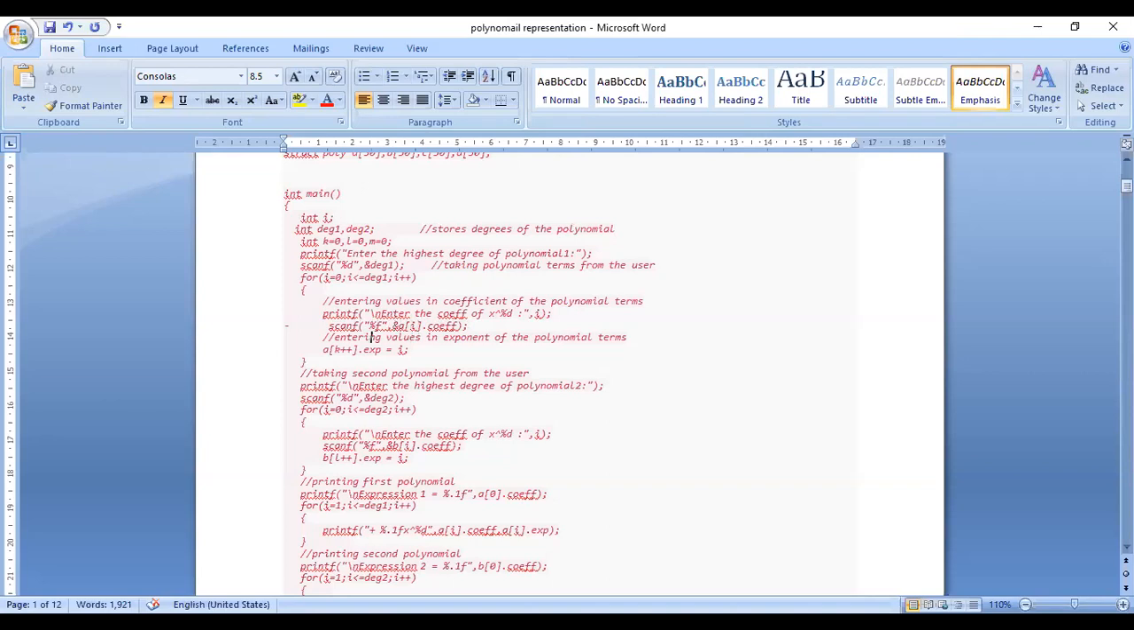Enter the values in exponent of the polynomial term. So exponent, what is the exponent? For example, 3 into x power 14. So 3 into x power 14 means what? 3 is represented in a of i dot coefficient, and in x power 14, that exp part 14 will be stored. That's it.